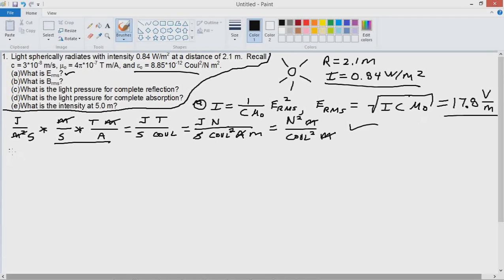B, well, this is real easy. B RMS just equals E RMS over the speed of light. Just take my previous answer and divide it by 3 times 10 to the 8th. And I get 5.93 times 10 to the negative 8 Teslas.